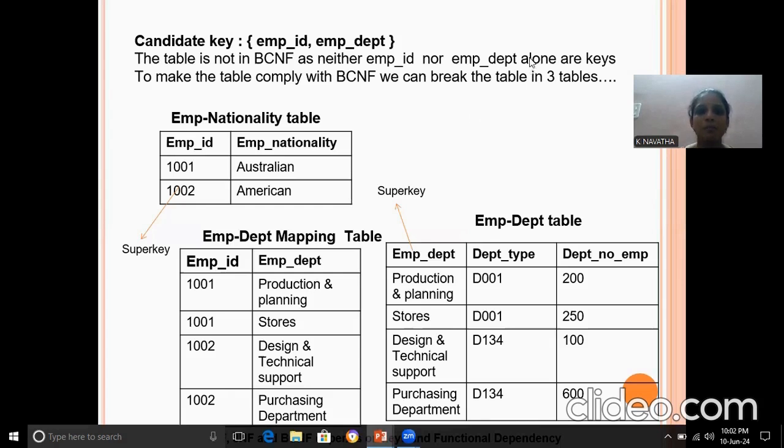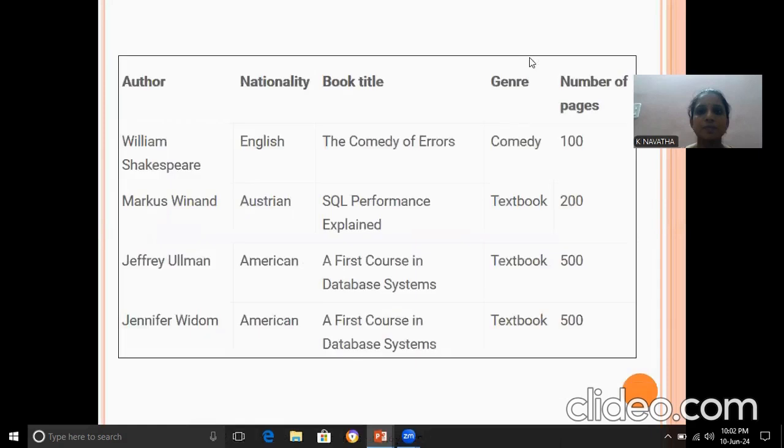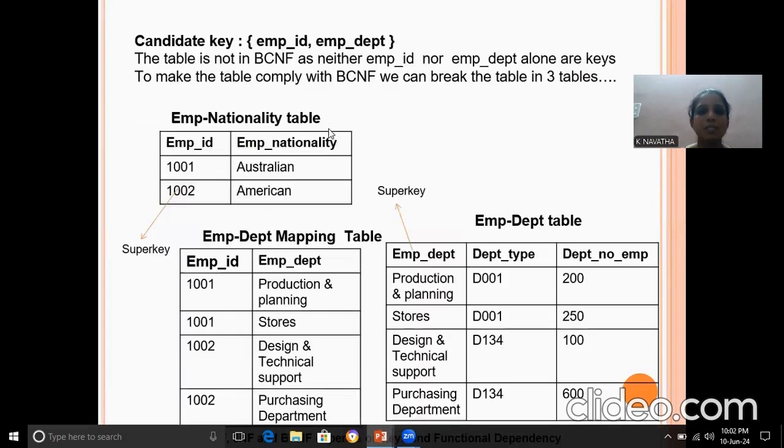Employee department mapping table, that means employee department mapping table. Next is the employee department table. Now, whatever is in the left hand side is considered as a super key.